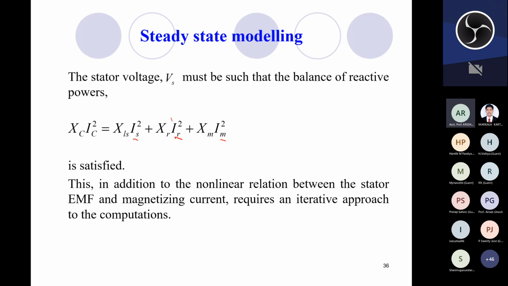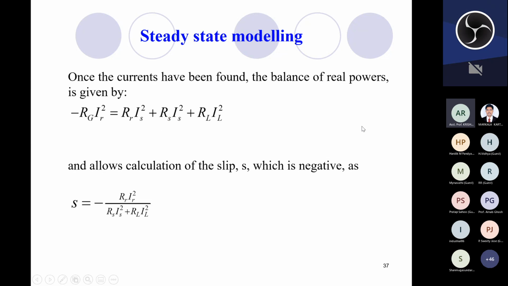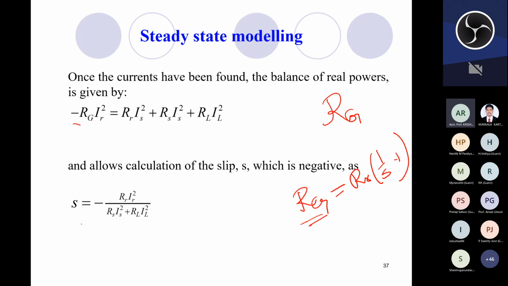Now, since the OCC, that is the magnetizing characteristic of the machine, is highly non-linear in nature, we need to apply some iterative approach for the calculation of capacitor, and I will show you that later. But before that, after we have calculated all the current values, we can find the value of this negative resistance Rg, and once we get the value of Rg, using this expression Rg equals Rr into (1 by S minus 1), we can calculate the slip. Putting the expression of Rg here and simplifying, we will get this equation.